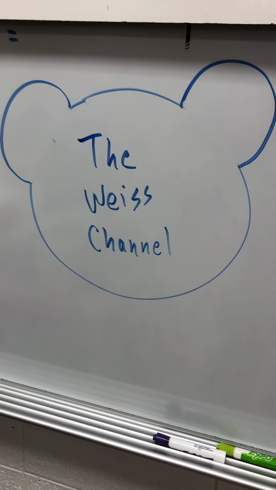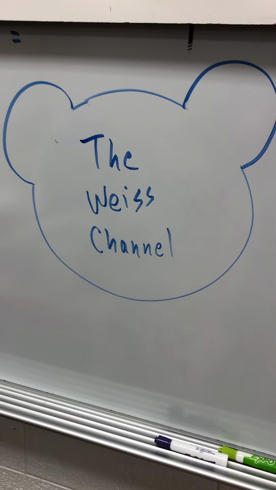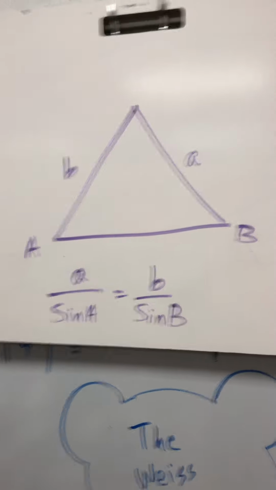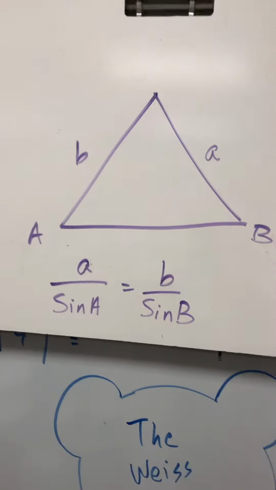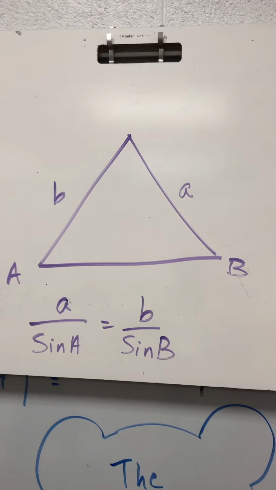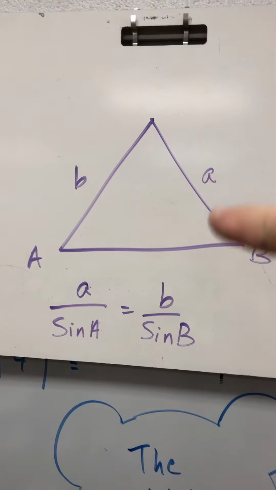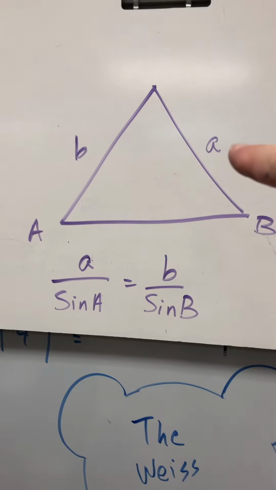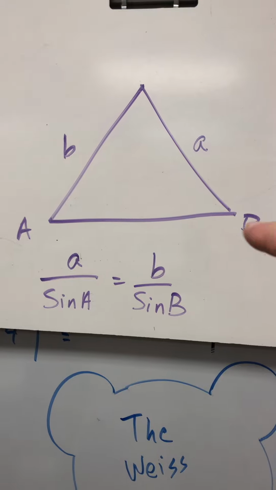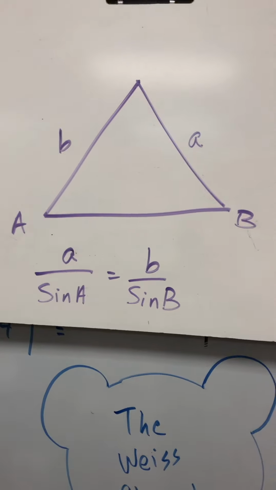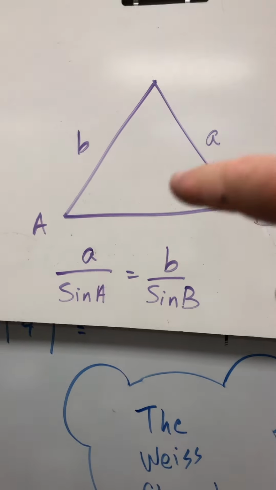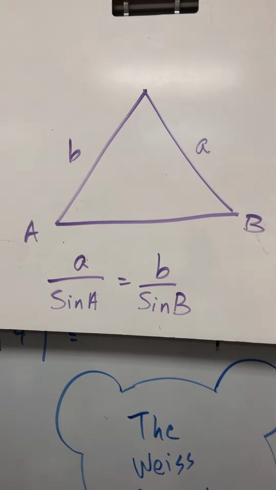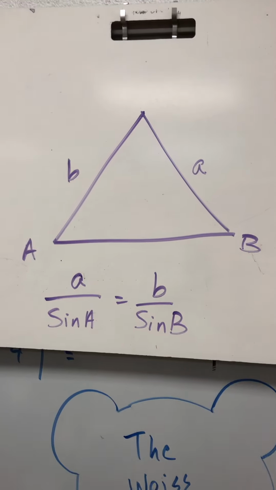Today we're going to do what's called the Law of Sines. When you have a triangle, the angles are capital letters and the sides across from them are the small letters. For example, if this is capital A, that's small a. If this is capital B, that's small b. So to solve, you take a over sine of A equals b over sine of B. That's called the Law of Sines.